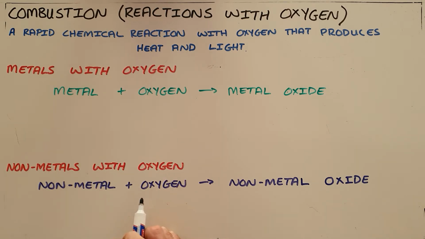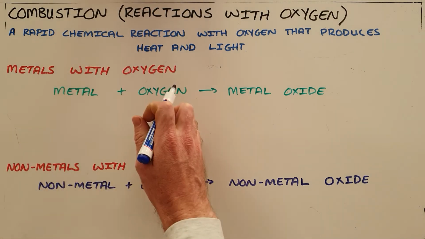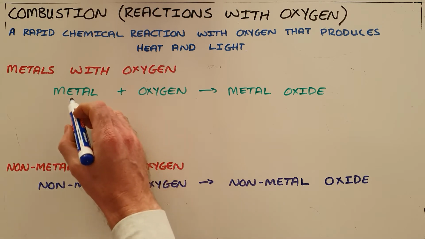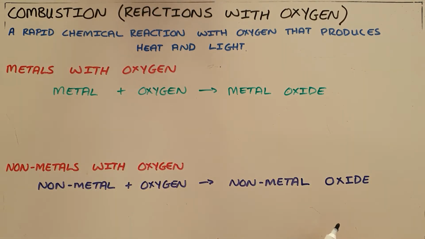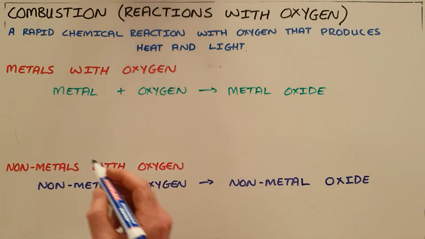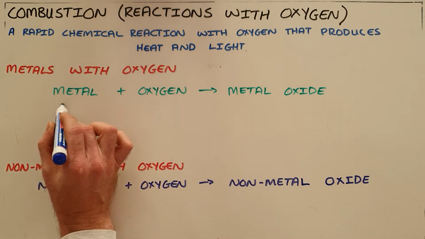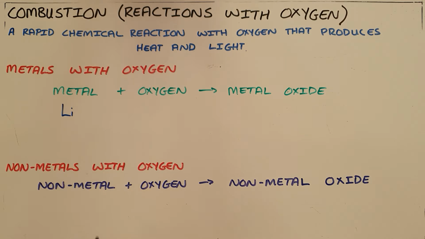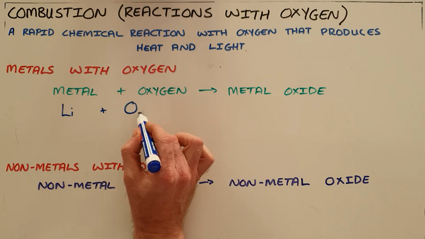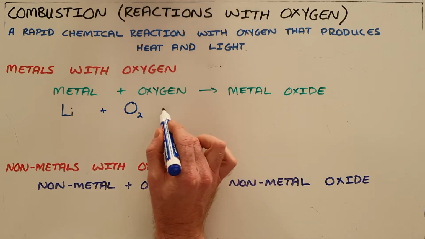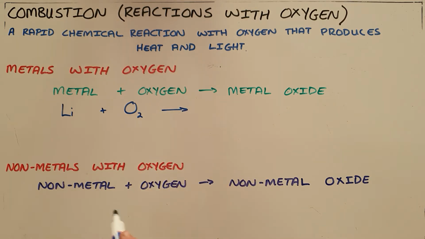So we know that when a metal reacts with oxygen, the general word equation is metal plus oxygen reacts to form metal oxide. And so we have two examples of that. The first one is when we react lithium, which we know is a metal, with oxygen. We know that oxygen is a diatomic element, therefore O2, and that is going to form lithium oxide.